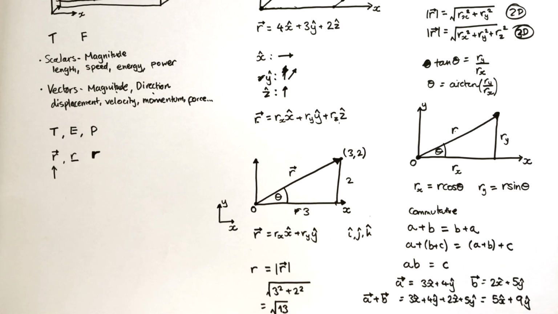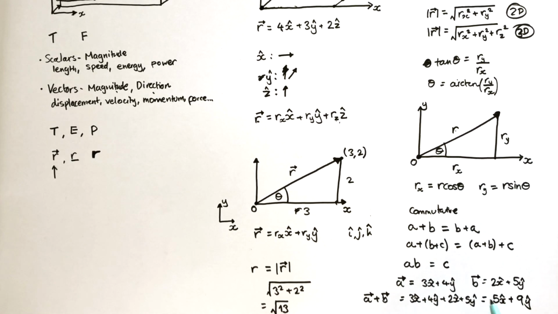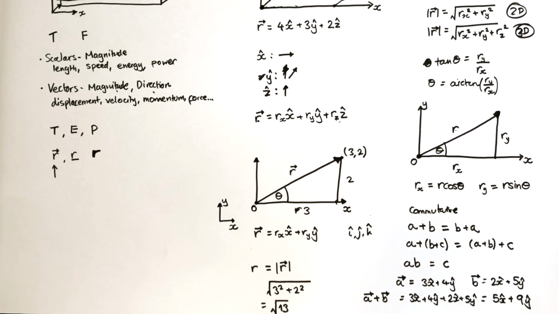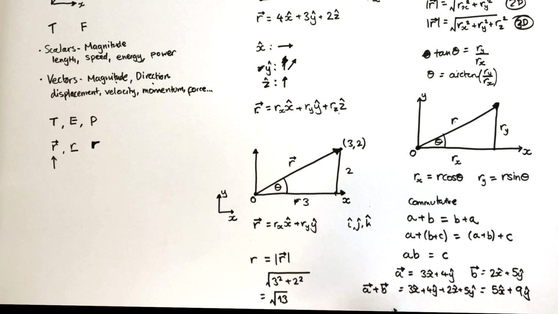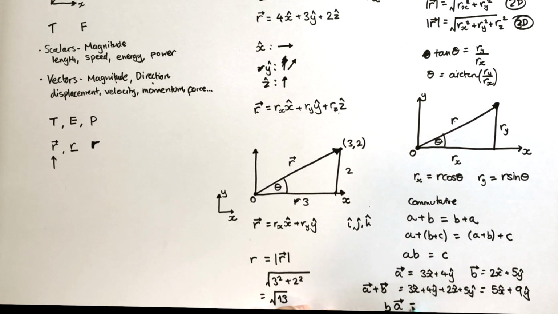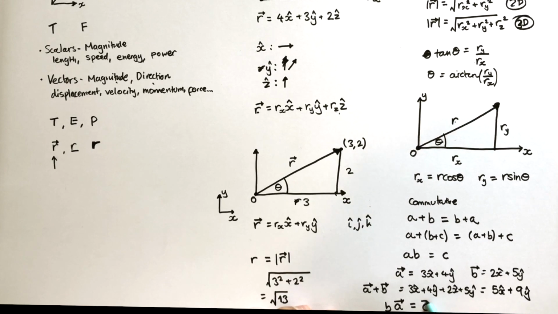Now, vector addition is also associative. It doesn't matter which order you add them in, as long as you add the correct components together. And the last thing to note is that if you multiply a vector by a scalar, and we normally put the scalar before the vector, we'll end up with another vector. So a scalar b multiplied by a vector a is a vector c.